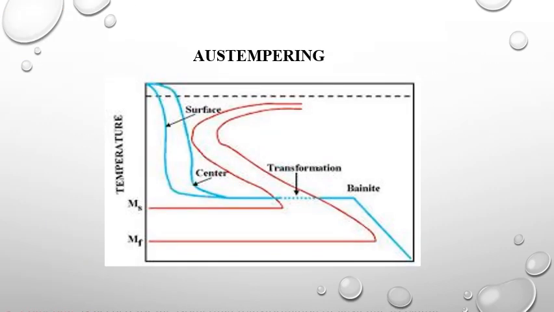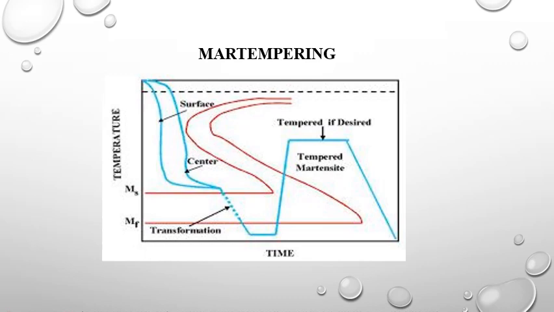This is the flowchart for austempering. Here the transformation slowly progresses at the surface at a fixed temperature. And this is martensite. The transformation decreases while the steel is turned into the desired martensite.